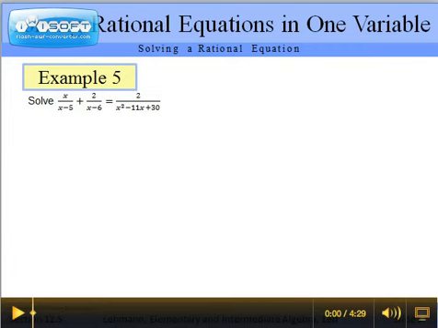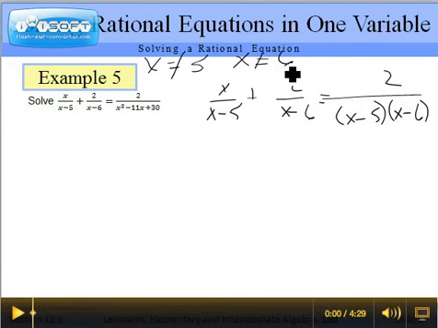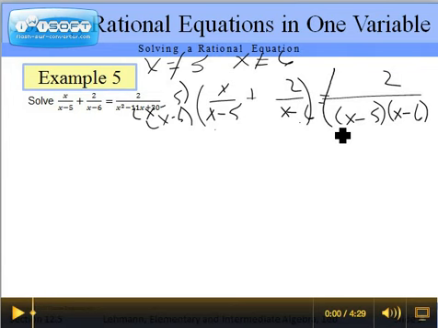Example 5, I want to solve x/(x - 5) + 2/(x - 6) = 2 over, and I need to factor this denominator, so it will be (x - 5)(x - 6). Now I can figure out what my excluded values are. x can't be 5 and x also can't be 6. My least common denominator is (x - 5)(x - 6), so I'll multiply both sides by (x - 5)(x - 6).